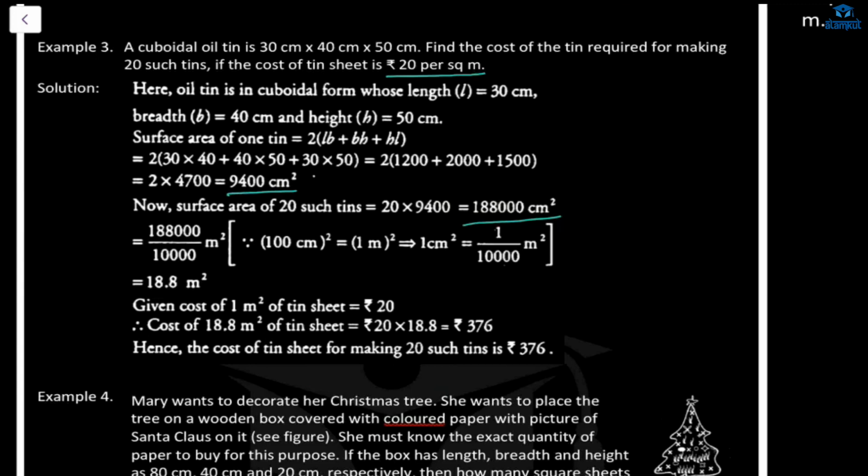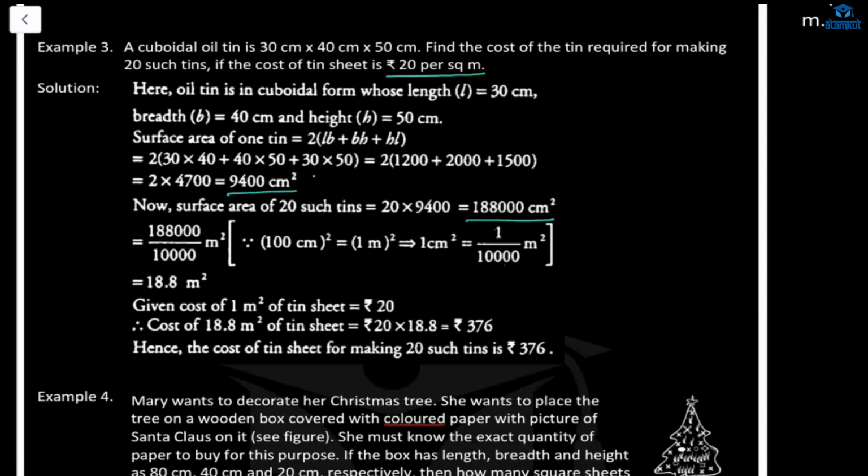So either you change this price into centimeter, or you change this value into meter, because the price per meter is given. Do you know the conversion table? How are you going to change meter into centimeter? What value will you multiply or divide? Yes, ma'am. 1 meter is 100 centimeters.